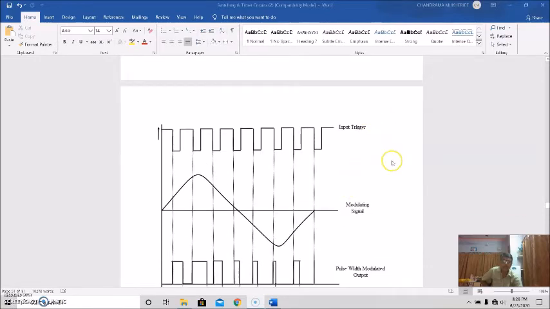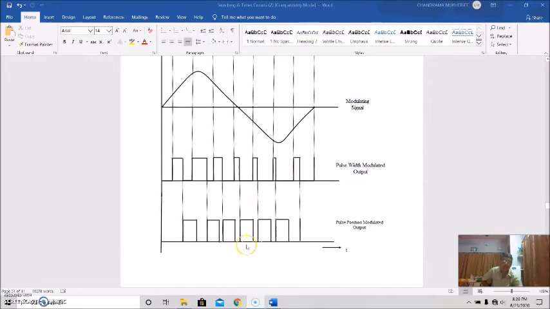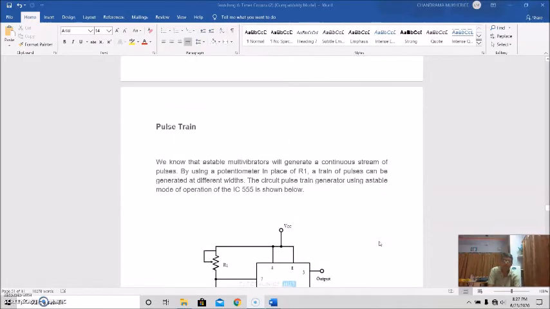So this is the input trigger. This is the modulating signal. This is the pulse width modulated output, and this is the pulse position modulated output. So that is about pulse position modulation using IC555 timer as an Astable along with the monostable multivibrator circuit. Now we'll discuss this pulse train.